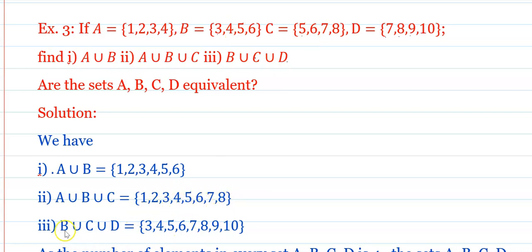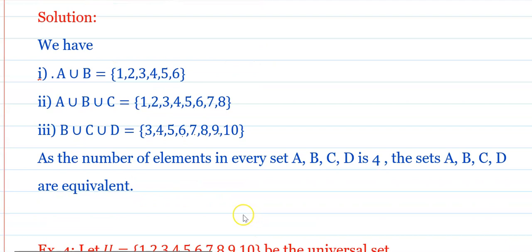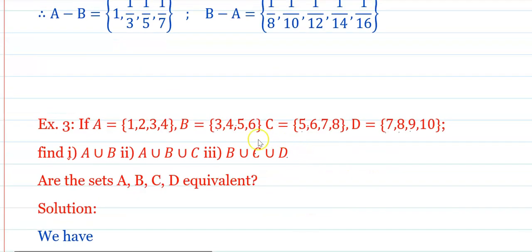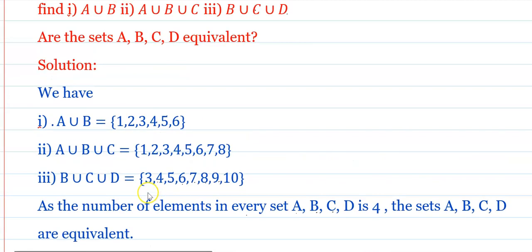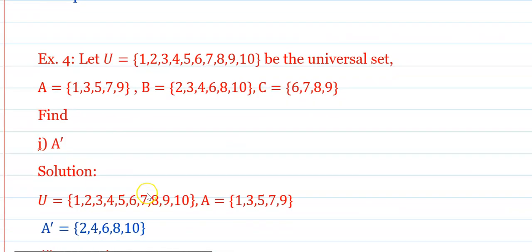Okay. Next, B union C union D. Then you will get 3, 4, 5, 6, 7, 8, 9, 10. This is the B union C union D. As the number of the elements in every set A, B, C, D is 4. See this here. Here is 4, 4, 4, 4. Okay. And therefore, the sets A, B, C, D are the equivalent sets. Okay. If the number of elements in sets are the same, then they are called the equivalent sets.